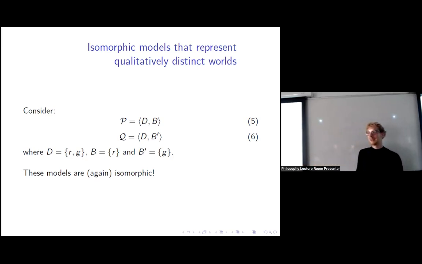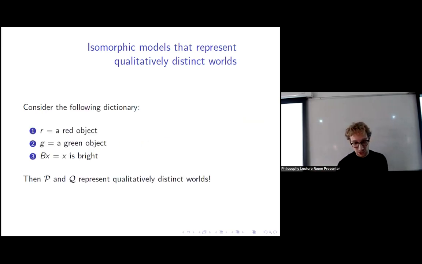Now again, color is qualitative, so imagine that they represent a world which contains just this one object. There's one bright object that's either a red one or a green one. They're going to be qualitatively distinct, even though the models are isomorphic. So I think that's a counterexample to the unrestricted version of Quine in the other direction.